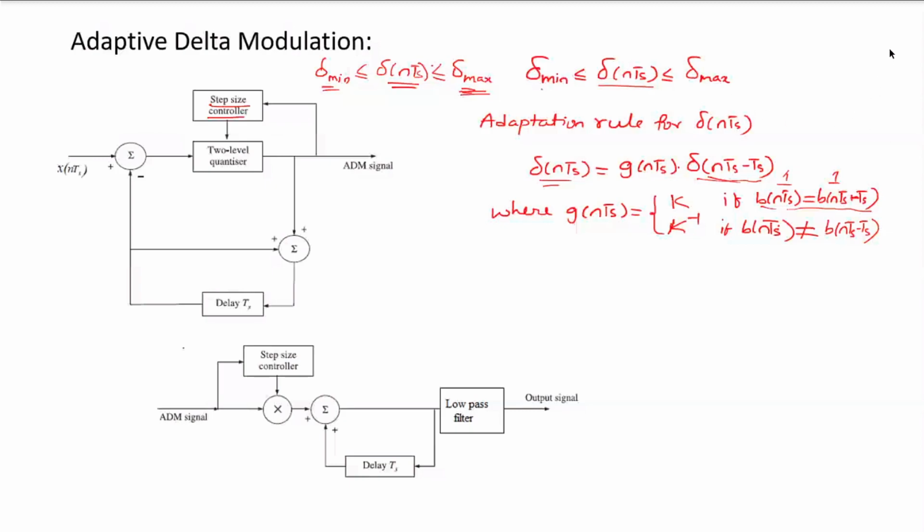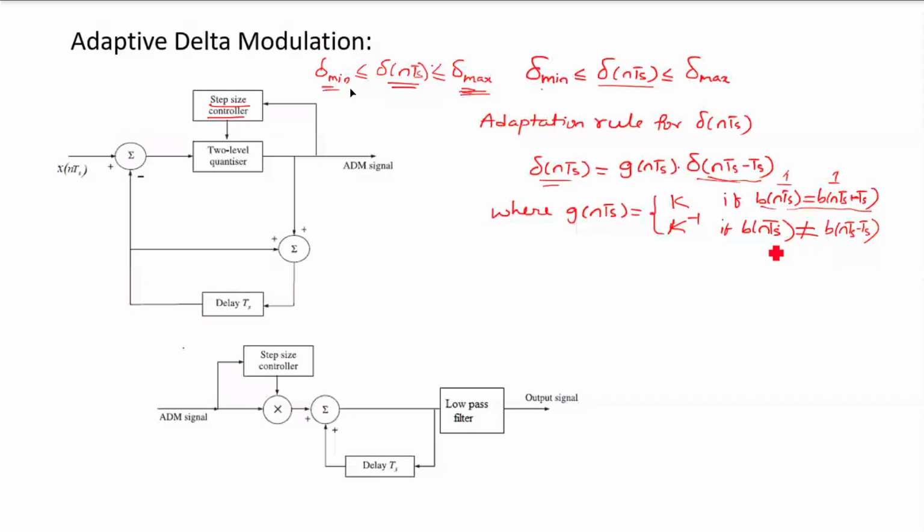Right? If the present value is same as past value, you have to scale the past step size so that it increases. Okay, so it increases the past step size. K is the factor which increases the step size. And if the present value is not equal to past value, you can see the same diagram again.